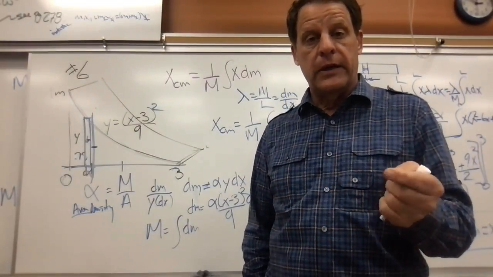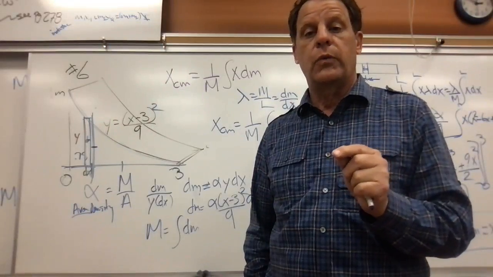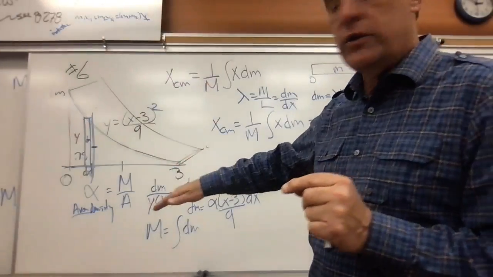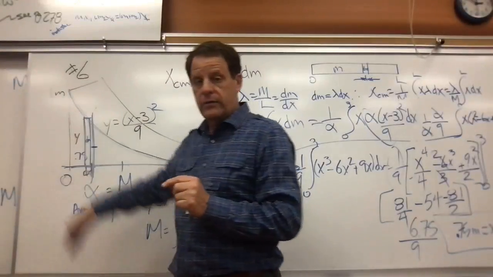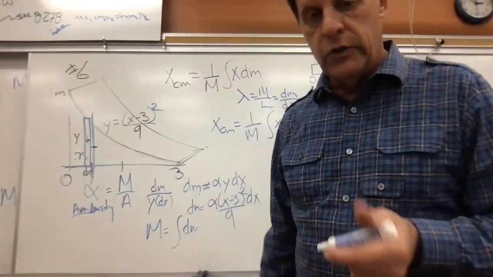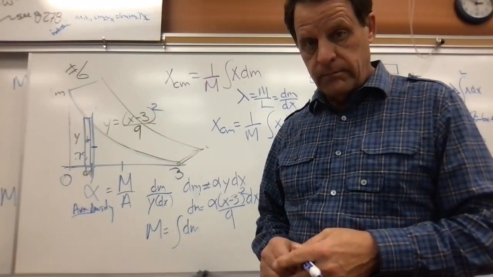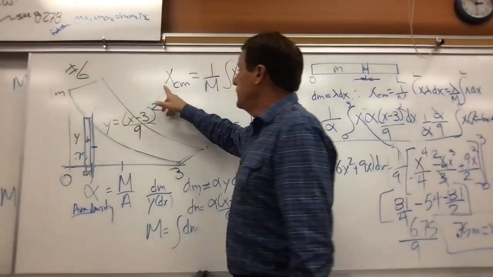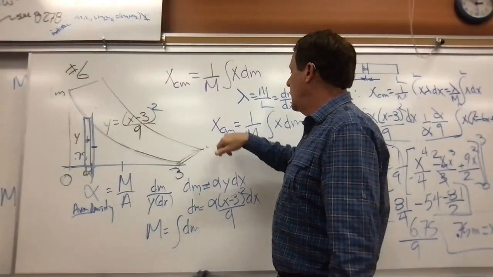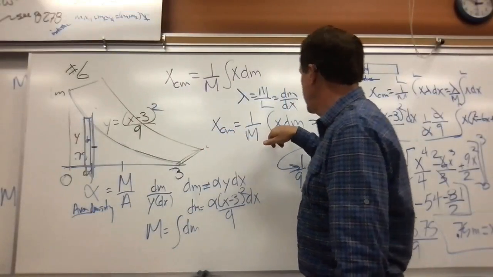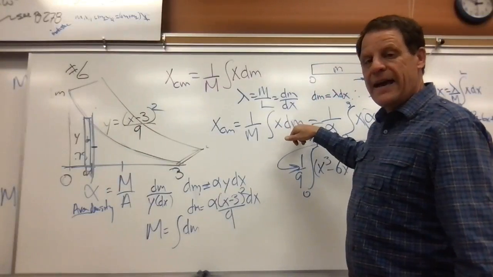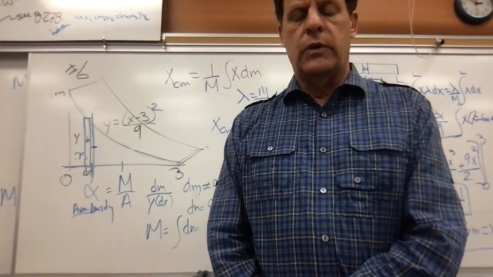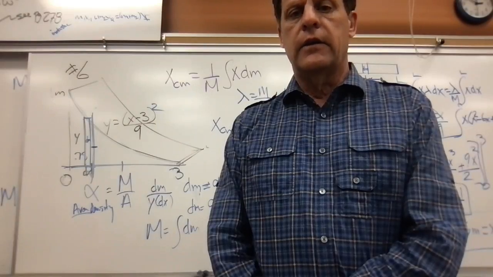Now, you guys, that will suffice. But if we want to calculate the center of mass in the y direction, we're going to do the same thing. We're just going to do it in the y direction as opposed to the x direction. So that would be y center of mass is 1 over m of y dm. And then we can go through the calculation to figure out what that is.